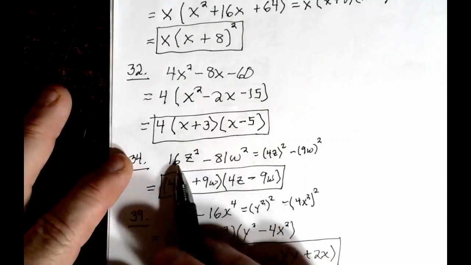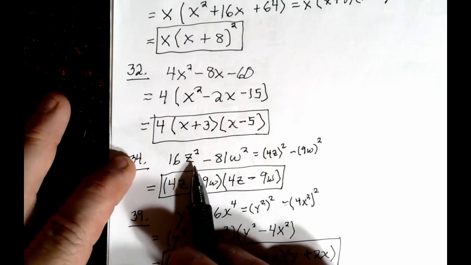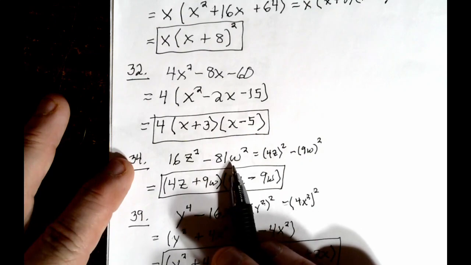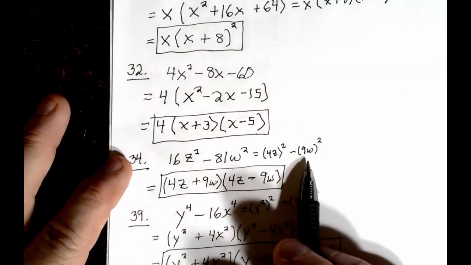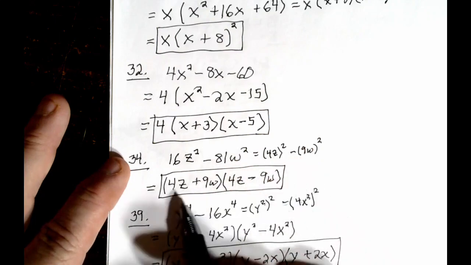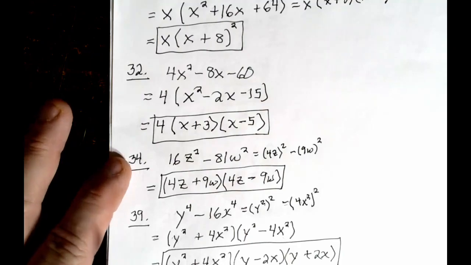Alright, now this one, this is the difference of squares. It may not be obvious, but 16z squared is 4z times 4z. And 81w squared is 9w times 9w. So now if you got two things that are squared, you just write each one with a plus and a minus, and you're done.